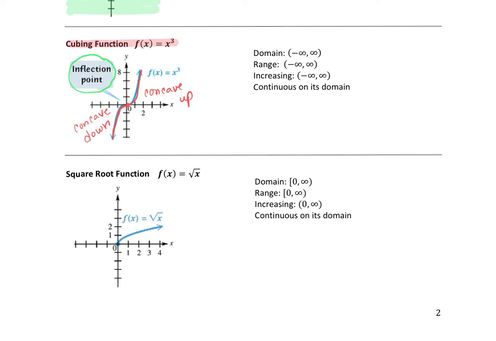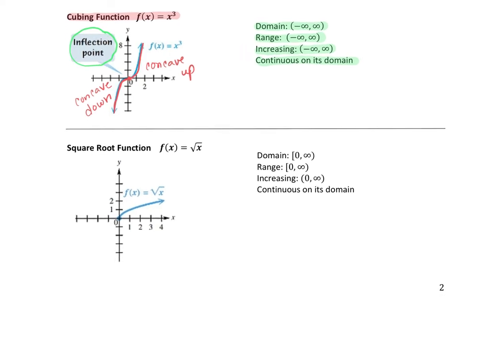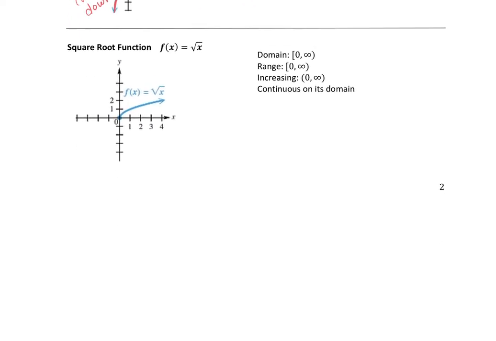Now the domain here is all real numbers. We get all the x's and the range as well. This function is always going up as we go left to right, so it's increasing from negative to positive infinity, and it is continuous on its domain. Another important function would be our square root function, f of x equal to the square root of x.